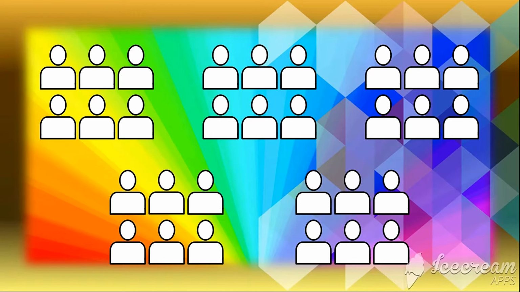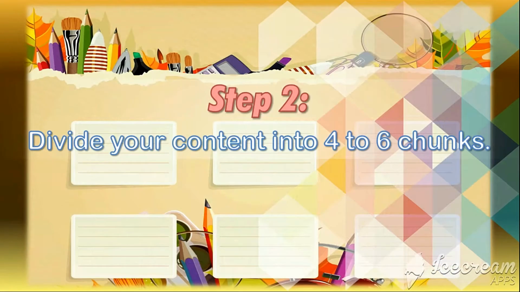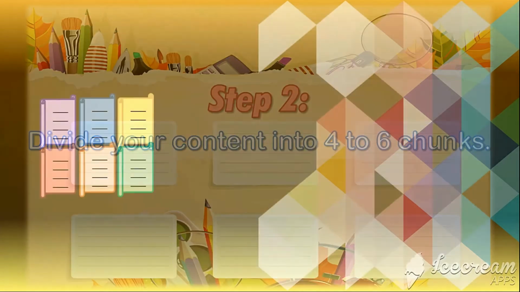For this example, we will assume you are working with a class of exactly 30 students who can be divided evenly into groups of 6. We'll call these the jigsaw groups. Step 2. Divide your content into 4 to 6 chunks.